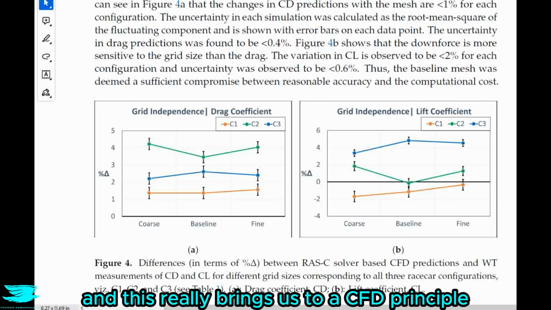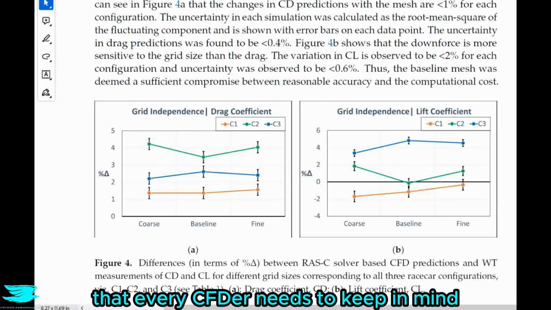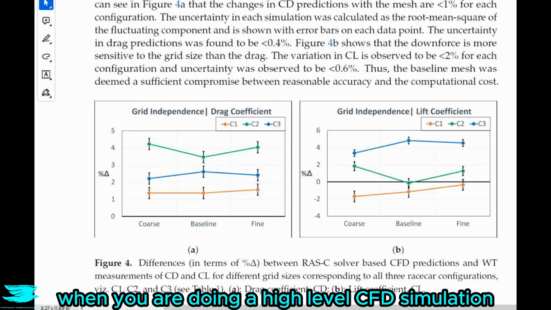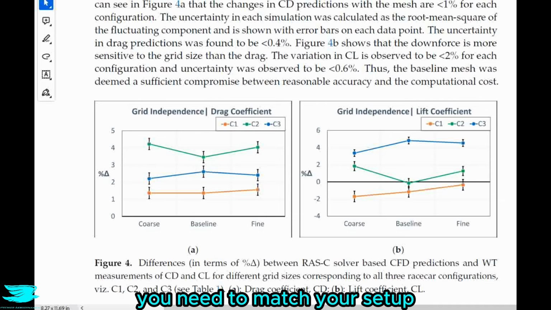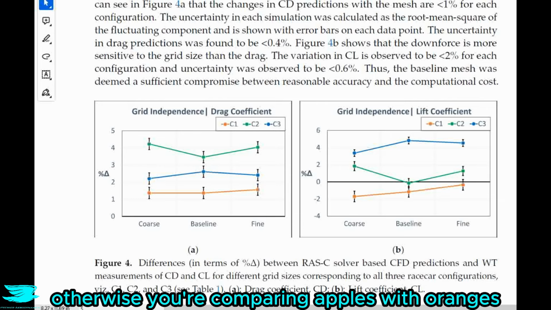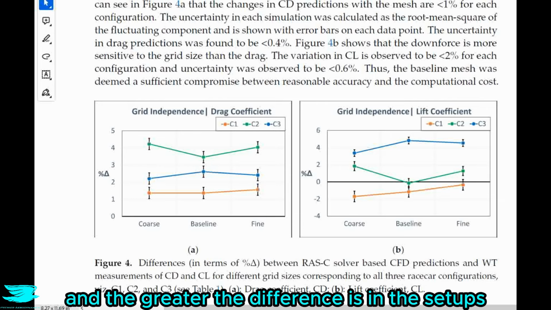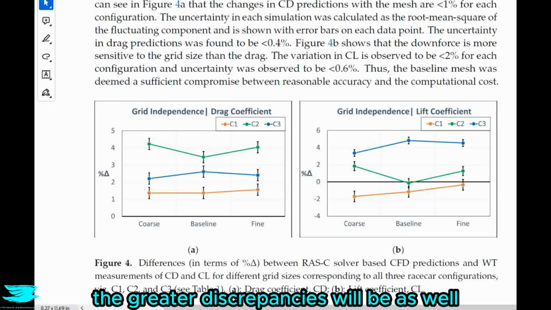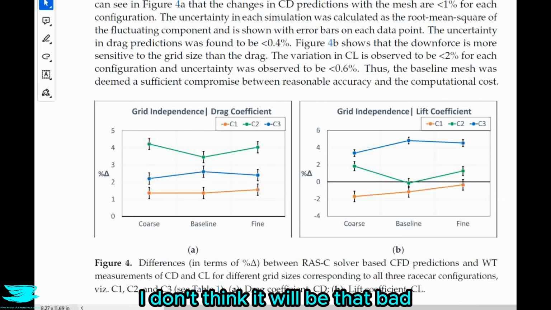And this really brings us to a CFD principle that every CFDer needs to keep in mind, and that is, when you are doing a high-level CFD simulation, you need to match your setup with the validation data setup. Otherwise, you're comparing apples with oranges. And the greater the difference in the setups, the greater the discrepancies will be as well. So in this particular case, I don't think it will be that bad.